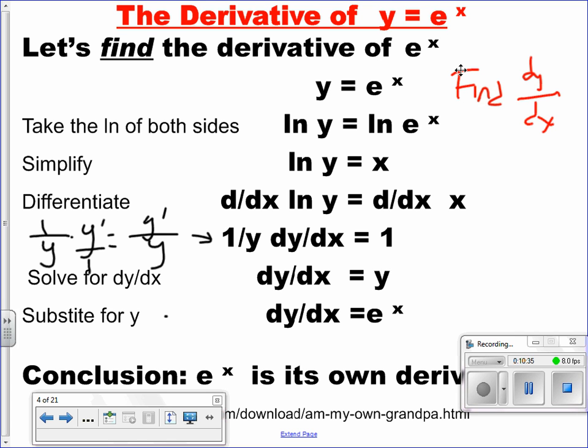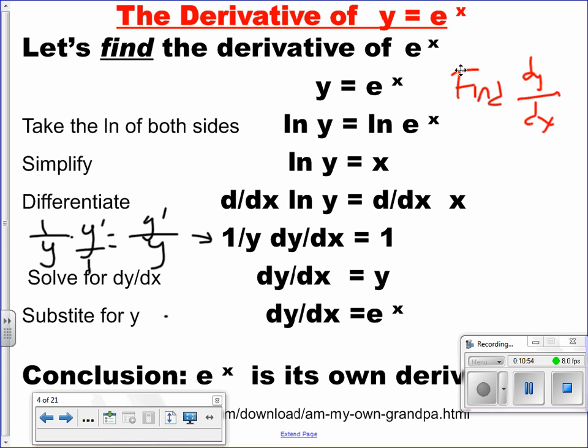Now, you want dy dx. We have 1 over y here, so what do we do to both sides? Divide by 1 over y, or multiply by y. So now we have dy dx equals y. What does y equal?